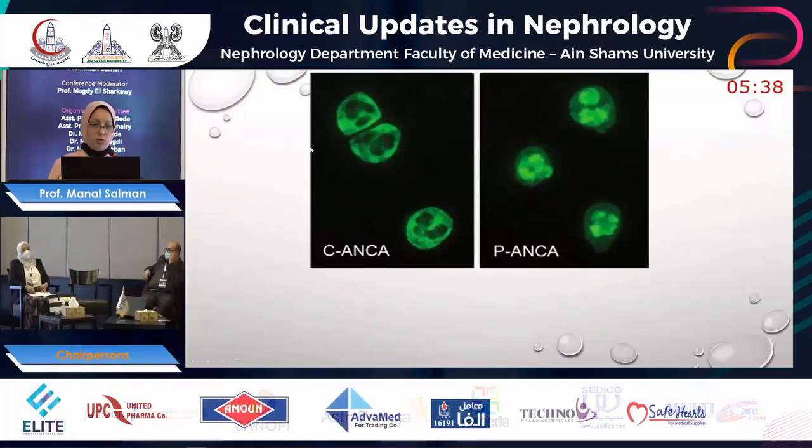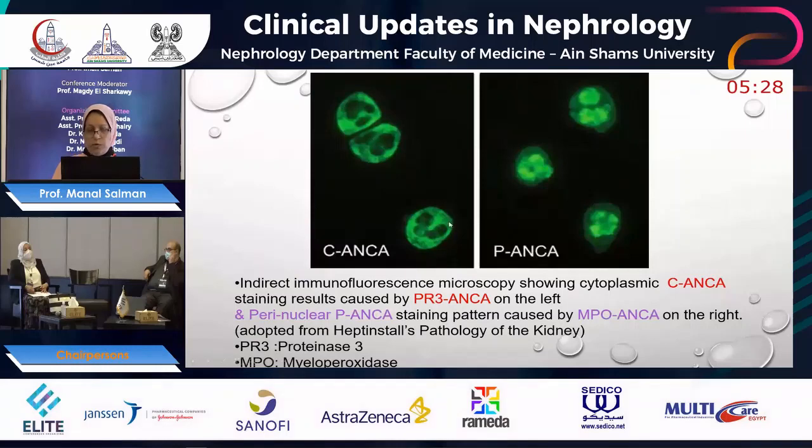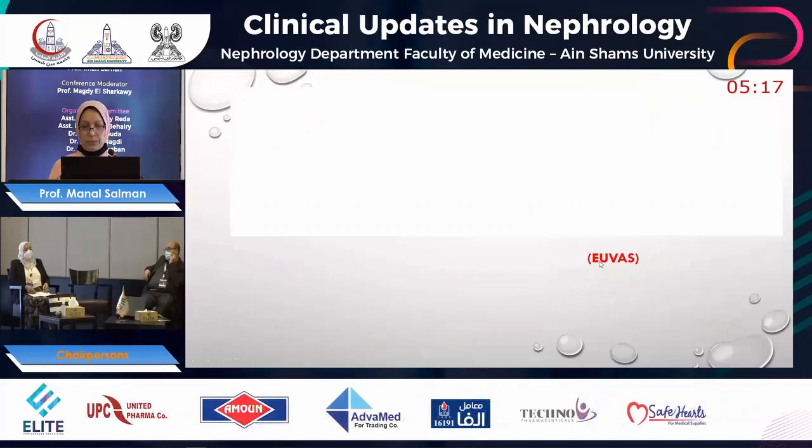ANCA-associated vasculitis, what is ANCA? ANCA ده عبارة عن antibody موجود فين بيمسك على النيوتروفيلز and we have two forms of ANCA. كان واحد اسمه C ANCA and P ANCA. C ANCA دلوقتي بيسموه بروتينيز 3 ANCA، والبي ANCA بيسموه MPO اللي هو المايلو بيروكسيديز ANCA.